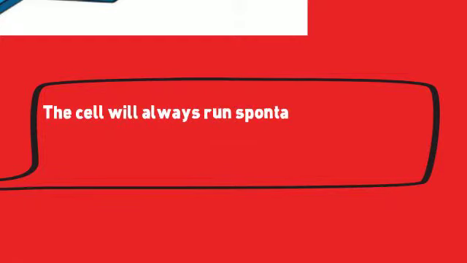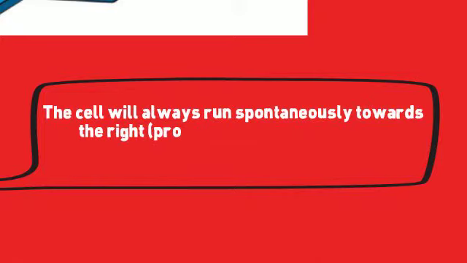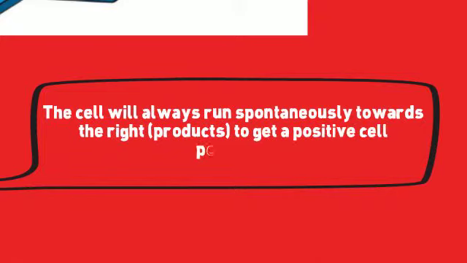The cell potential will always run spontaneously towards the right, in other words, towards products, because it must get a positive cell potential. It must be positive. And that's our voltages.